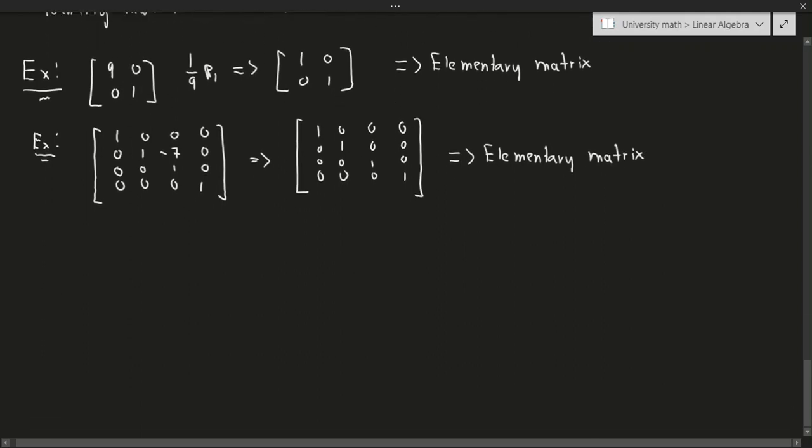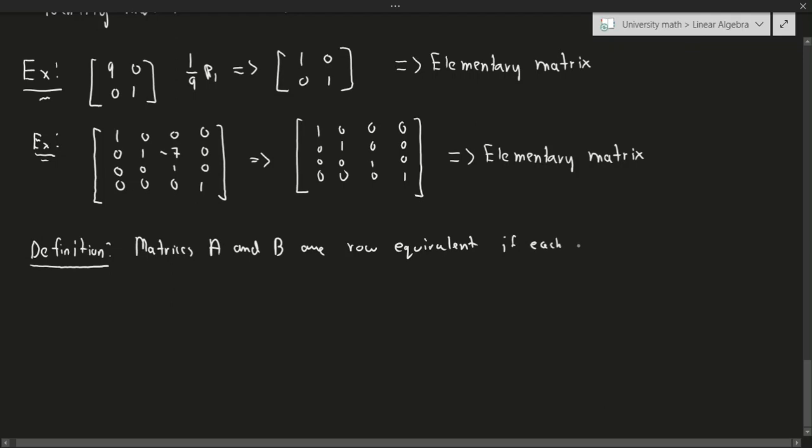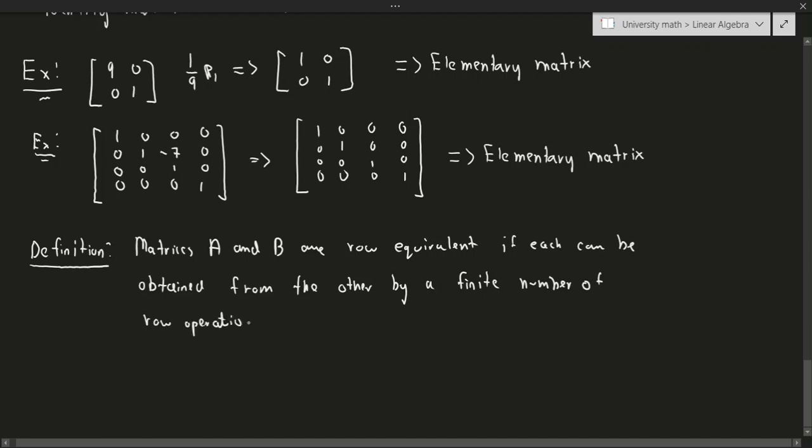Okay, so let's talk about another definition. All of these are going to lead up to a general method to find the inverse of any particular matrix. Matrices A and B are said to be row equivalent if each can be obtained from the other by a finite number of row operations. Let me go ahead and write that down: a finite number of row operations.